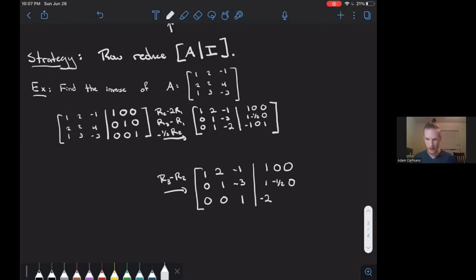Negative 1/2 plus 0 is positive 1/2. And then 0 plus 1 is just 1. Double check that one. Oh no, we're good. Okay, it's correct. Great.